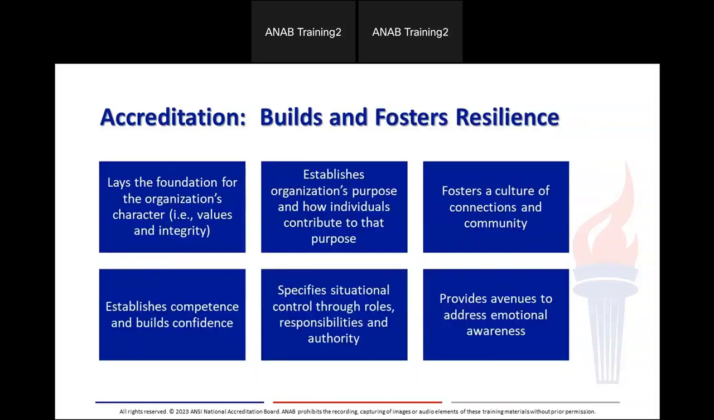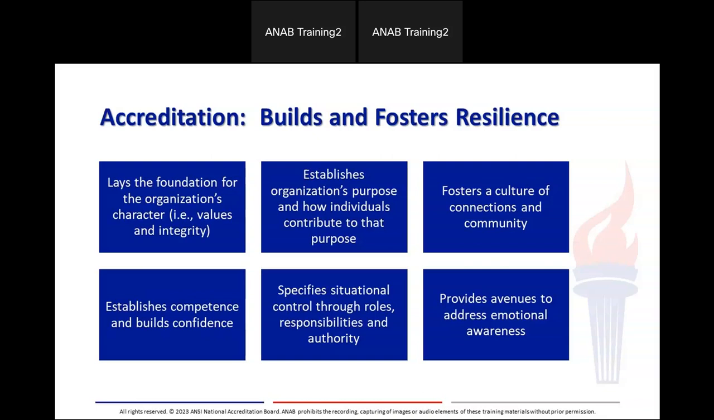So to summarize, implementing accreditation requirements helps to build and foster resilience. The requirements really do lay the foundation for the organization's character. It helps us to establish our mission, our vision, our goals, our objectives, put in place that code of conduct, that code of ethics, to set that bar or that level of ethics or integrity that we expect. We contribute to the purpose.